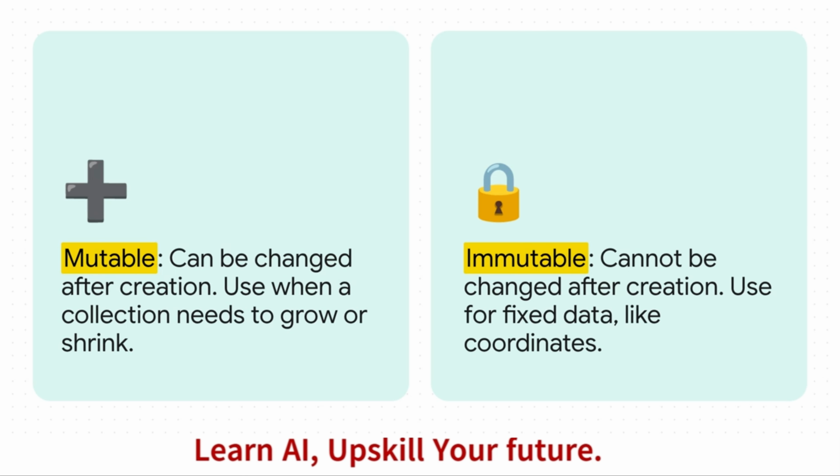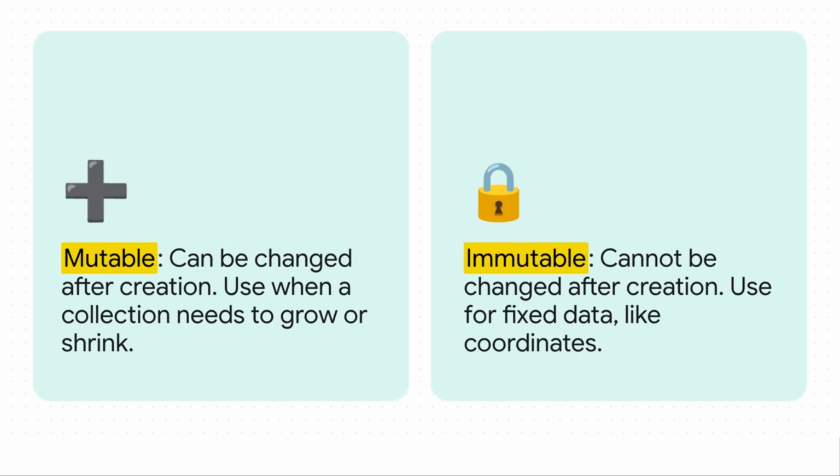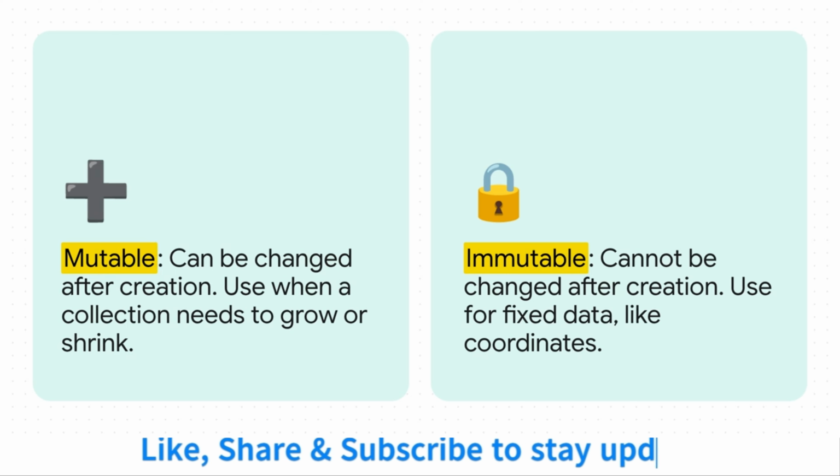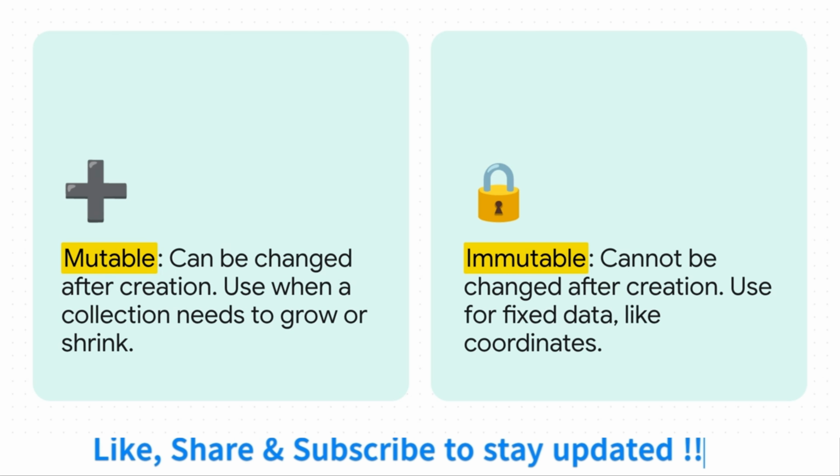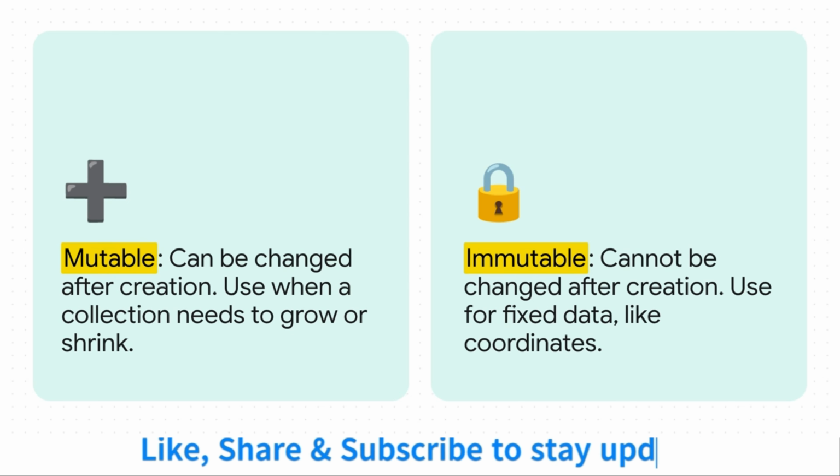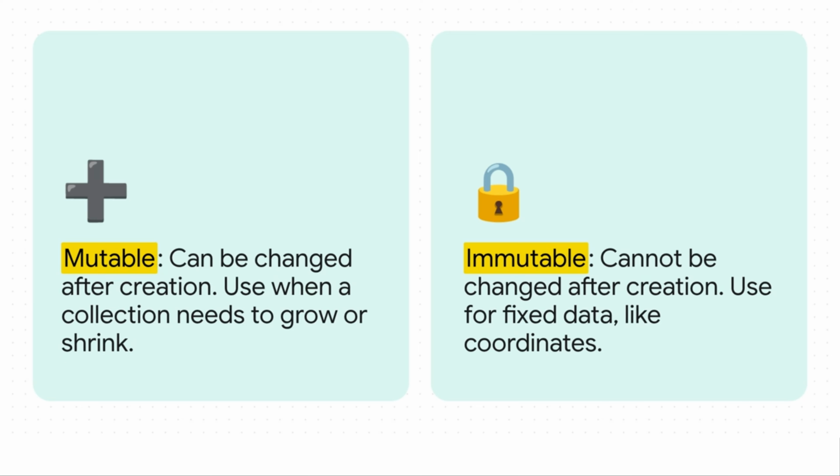If you need a collection that's going to grow or shrink or change in any way, you want a list. But if you have data that needs to stay locked down and constant, you reach for a tuple. Making the right choice here really makes your code safer and just clearer for anyone else who reads it.